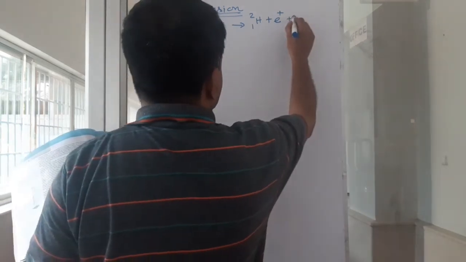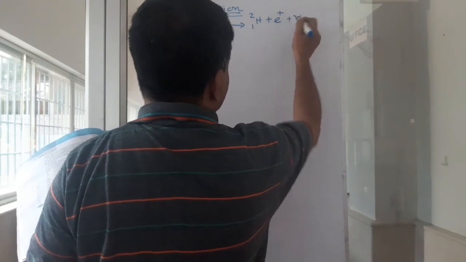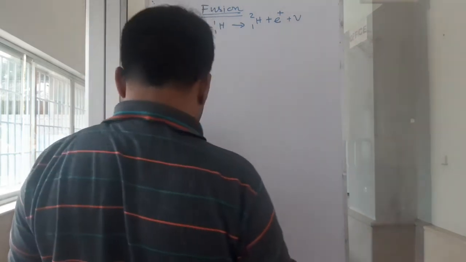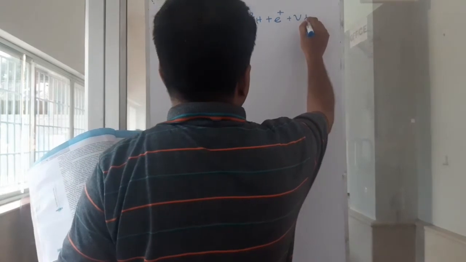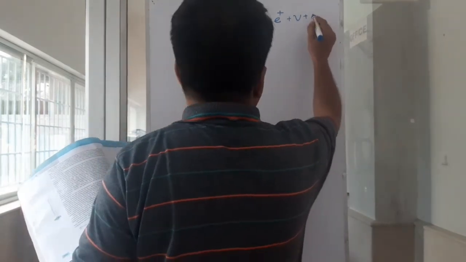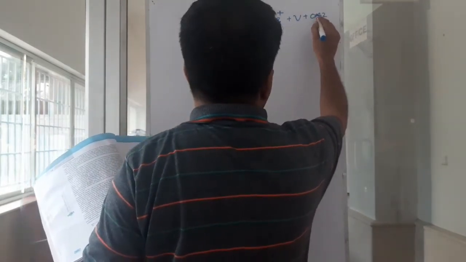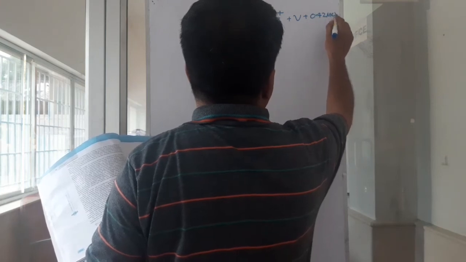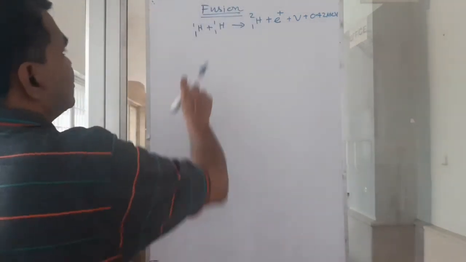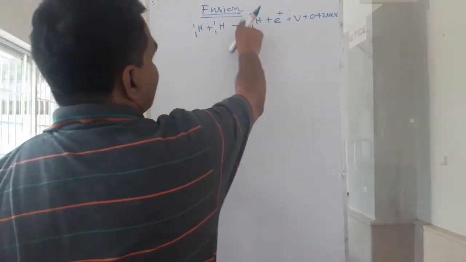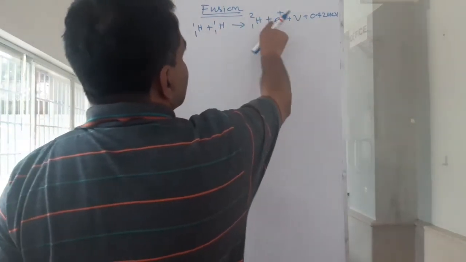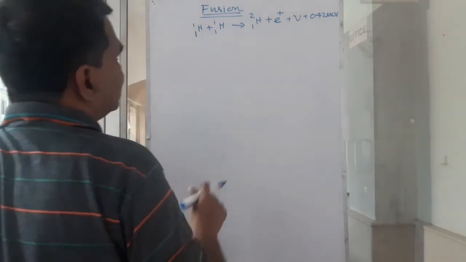Plus, obviously, when there is an emission, there will also be a neutron. And this process gives you 0.42 mega electron volt energy. So two protons combine to form one deuterium nucleus, and it emits a positron. Okay. You can make that.